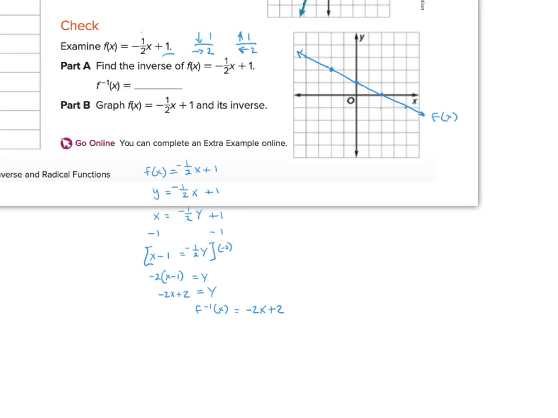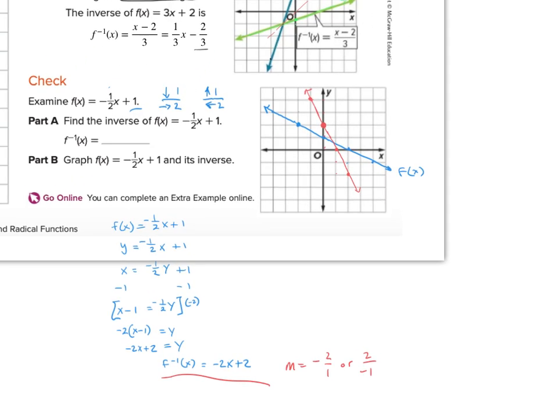So here, when I go to graph it, I'm going to graph it in red, starting off at 2, and then the slope is negative 2 over 1, or 2 over negative 1. So I go down 2 over 1, down 2 over 1, or I go up 2 over 1, and now when I connect my dots, I have the equation, which again is my inverse function. It does look like I have that mirror image going. So yeah, seems right.